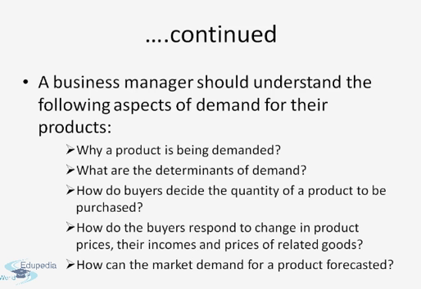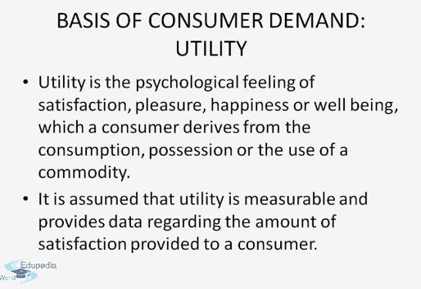A business manager should understand the following aspects of demand for their products. That is, why a product is being demanded. What are the determinants of demand? How do buyers decide the quantity of a product to be purchased? How do the buyers respond to change in product prices, their incomes, and prices of related goods? And how can the market demand for a product be forecasted? Then only he can go into a right business prospect and his business will be a success.